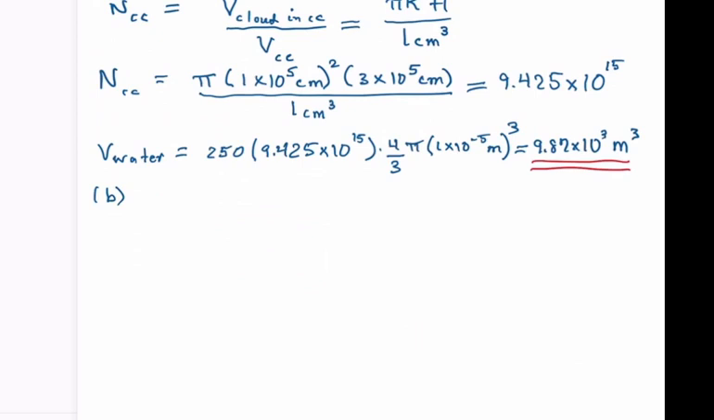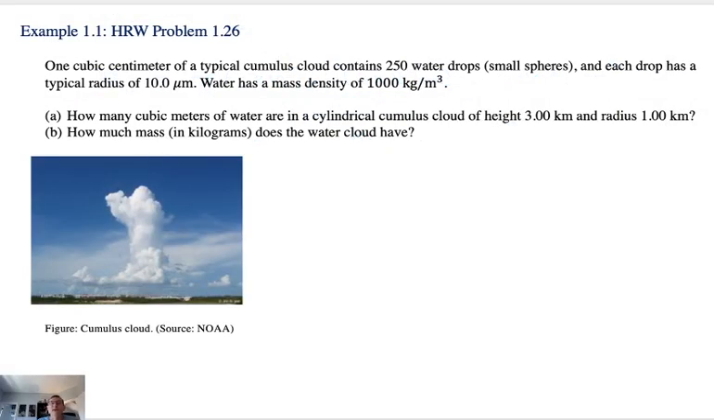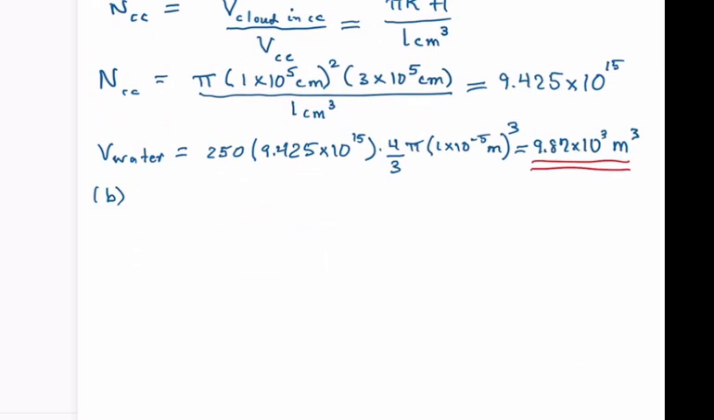Now, part B follows pretty quickly here. Let me go back to it and read it to you. B, how much mass in kilograms does the water cloud have? Okay, I know the volume of the water, 9.87 times 10 to the 3 meters cubed. Please remember I was given the mass density of water, the mass per unit volume, 1,000 kilogram per meter cubed. In fact, let's write that symbolically. Mass density is mass divided by volume. We're going to use that formula.